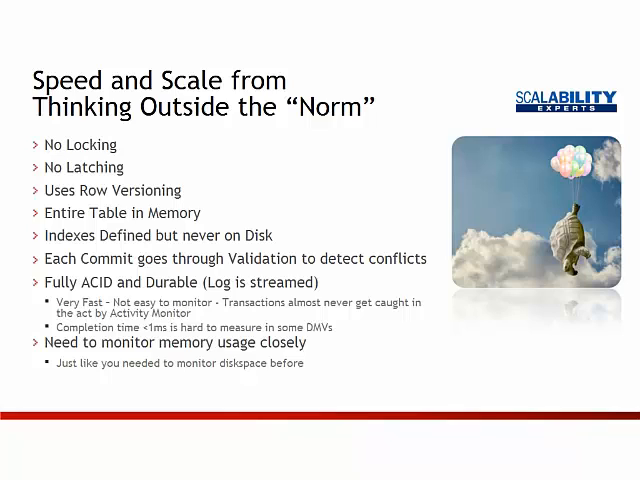However, when you're looking at the activity monitor, often you miss stuff because it's so fast, because DMVs often do not measure things less than 1 millisecond in length. And the other thing you need to think about when using in-memory OLTP is that you need to monitor memory usage closely, just like you monitor disk space today for your databases.